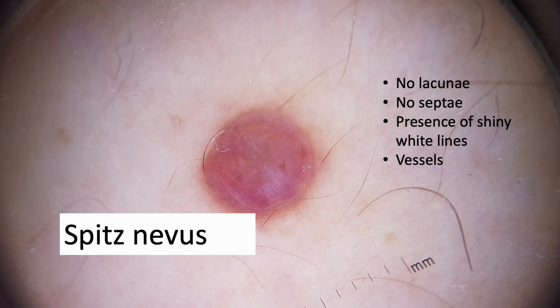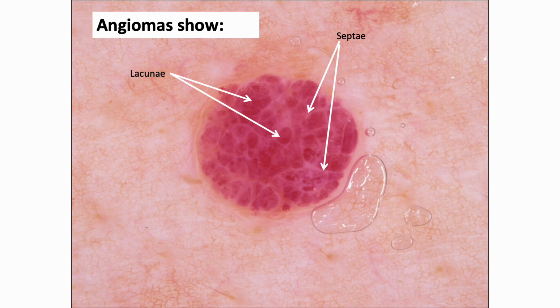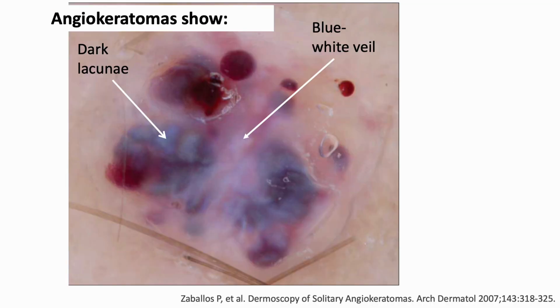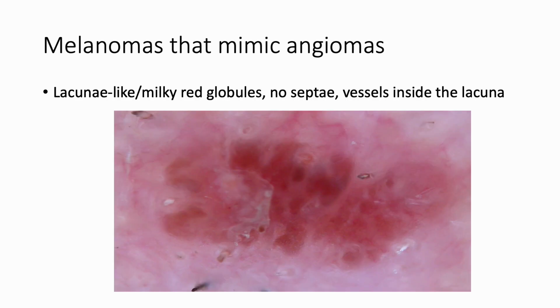So remember, whenever you see a pink lesion, you expect to see lacunae and septa. If you don't see this clearly, you need to rule out a melanocytic lesion, which could be a melanoma or a Spitz nevus. So, summary: angiomas show lacunae and septae. Thrombosed angiomas show the red or purple lacunae, septae, plus black homogeneous areas. Angiokeratomas show dark lacunae plus blue-white veil. And melanomas that mimic angiomas have lacuna-like areas, also termed milky red globules, no septa, and vessels inside the lacunae.